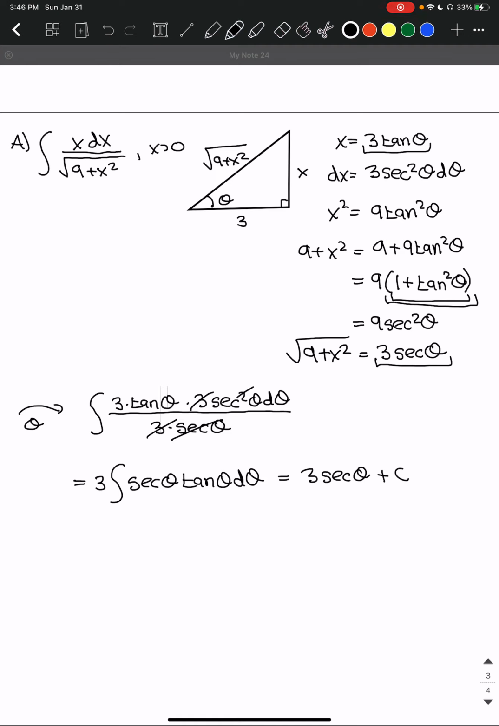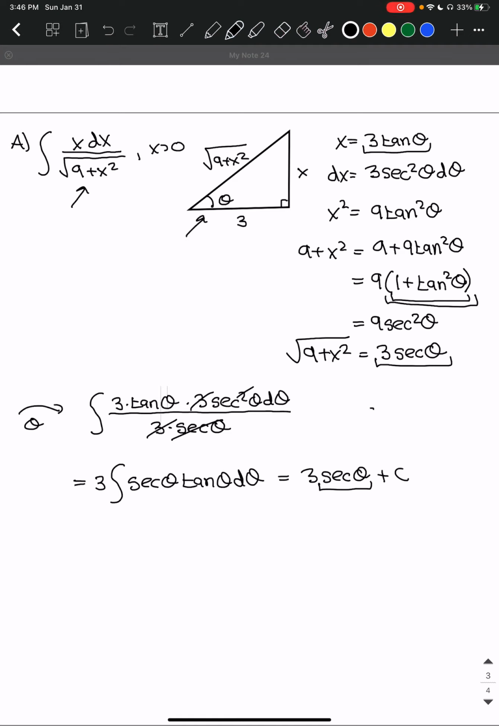Another pitfall is that we're not quite done yet, right? They gave me my function and my integral in terms of x. I better give them an answer in terms of x. So this is where drawing the triangle first really comes in handy. I need to figure out what secant of theta is based on this triangle that we drew.